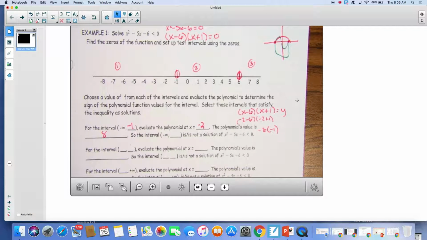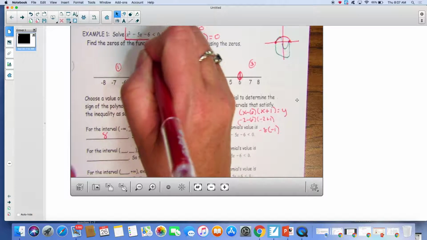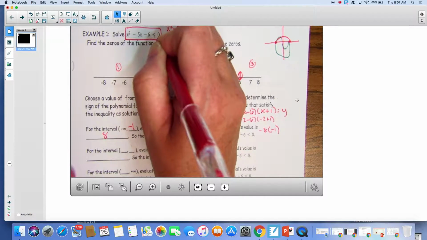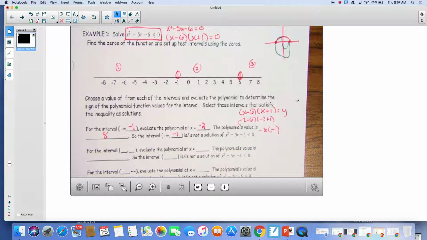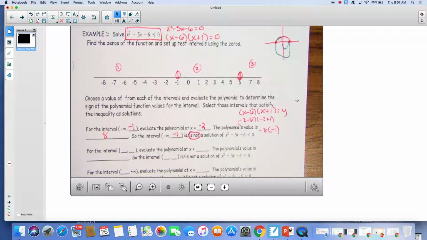So the interval between negative infinity and negative 1: is it a solution or is it not a solution? We want to see where x squared minus 5x minus 6 is less than 0. So is 8 less than 0? No. So it is not a solution.